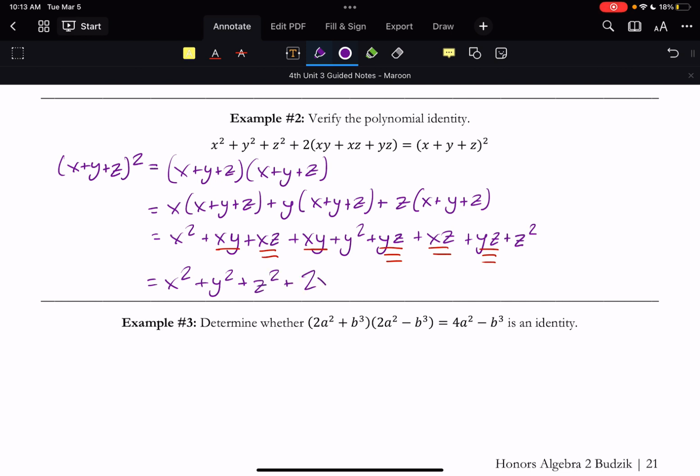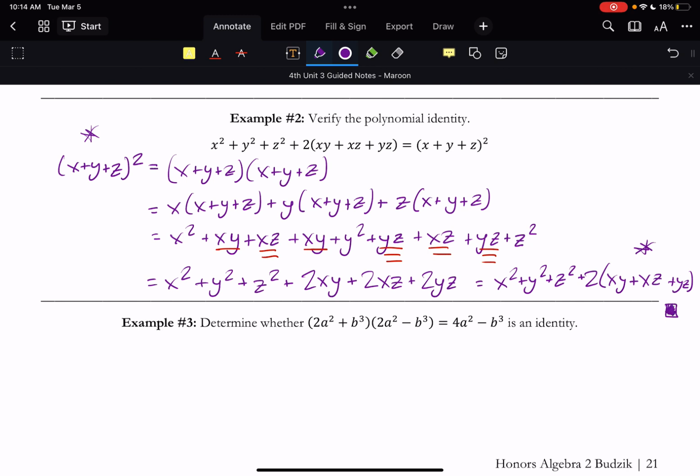plus 2xy plus 2xz plus 2yz. And if I take a look at these last three terms, I can go ahead and factor a 2 out. And so then that is going to get me the other side, x squared plus y squared plus z squared plus 2 times the quantity xy plus xz plus yz. And then I've shown, again, that I started with this side and I was algebraically able to manipulate it to the other side. So I am done with my identity proof.